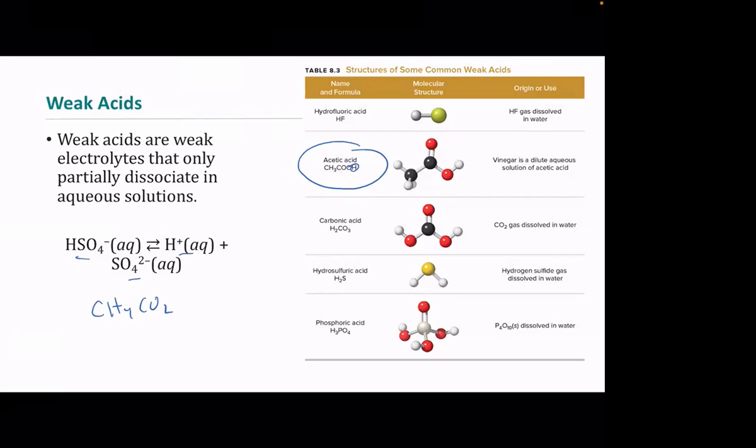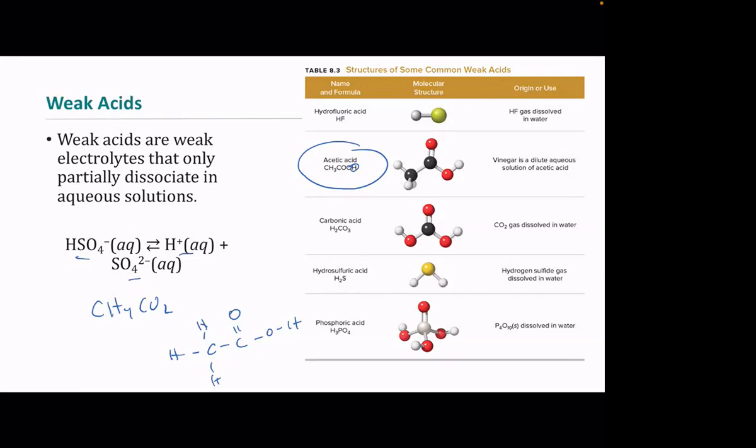Then structurally it looks like this. You know your Lewis structures. You've got a carbon there with four bonds, three hydrogens off of that, bonded to another carbon, and then you've got an OH group and this double bonded oxygen there. That's acetic acid. And that hydrogen over there is acidic. The other three are not acidic. They don't come off. Hydrogens bound to carbons are typically not acidic, but bound to an oxygen can very well be acidic.